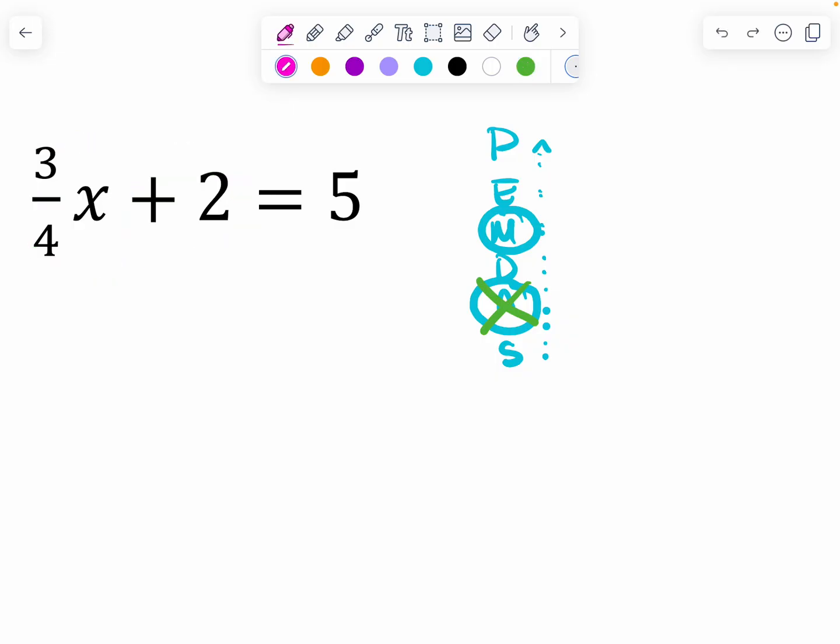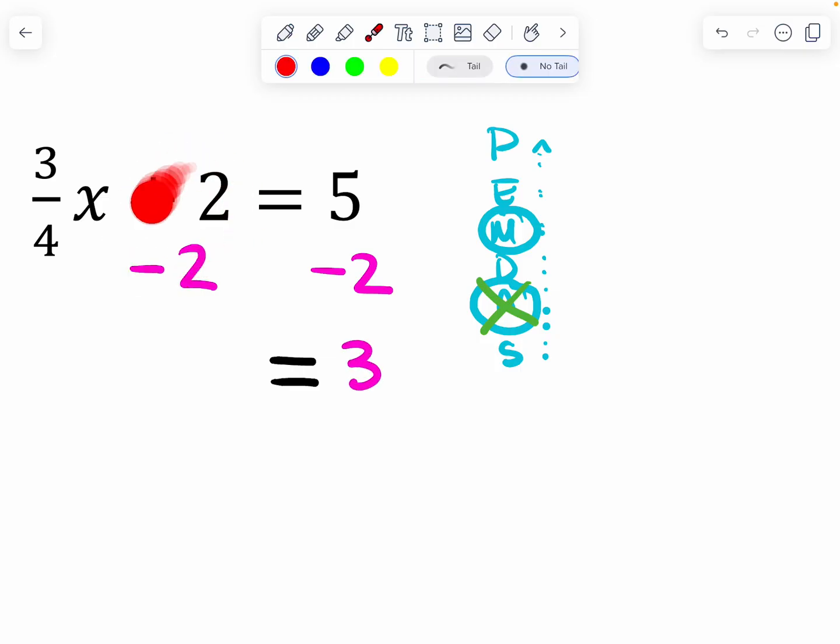All right, so I'm going to undo that addition with subtraction. What I do to the left, I do to the right to keep things balanced. 5 minus 2 is 3. The 2's cancel out because together they produce a 0, so there's nothing on that side, except, of course, for that 3/4 x, and here's where the fun begins, right?